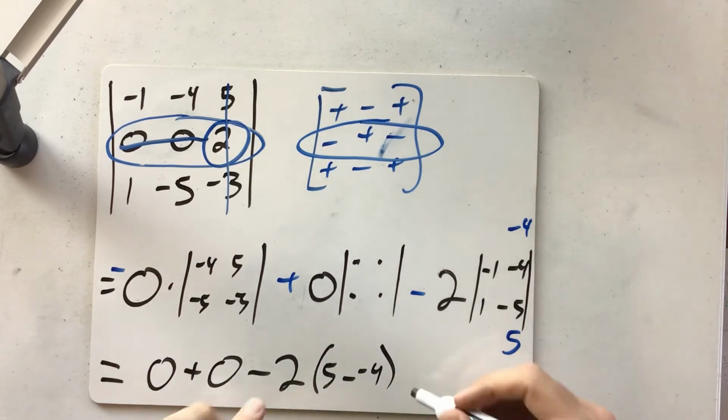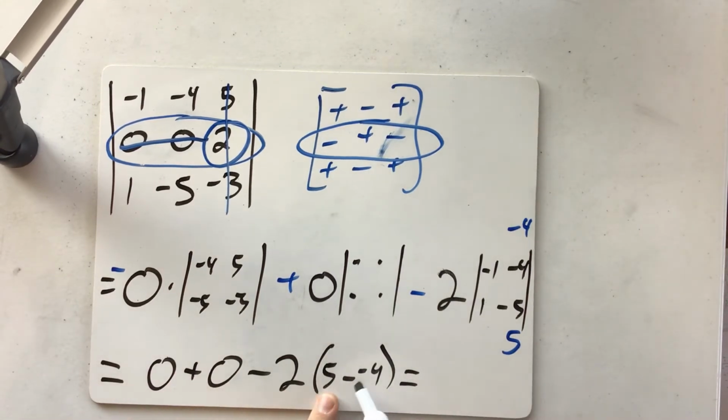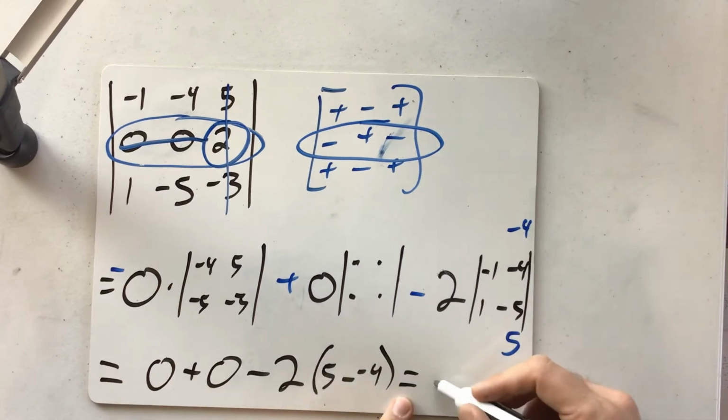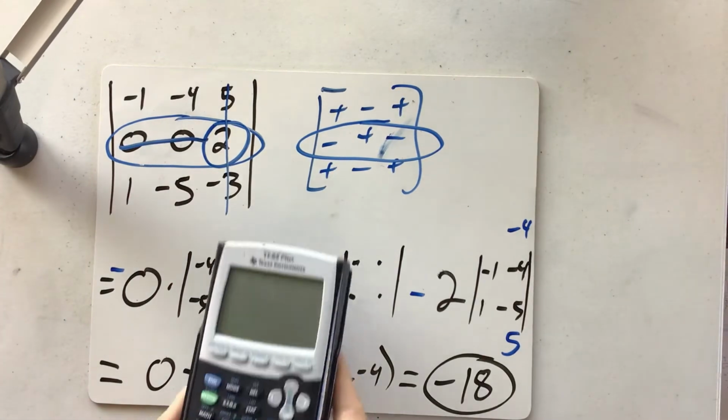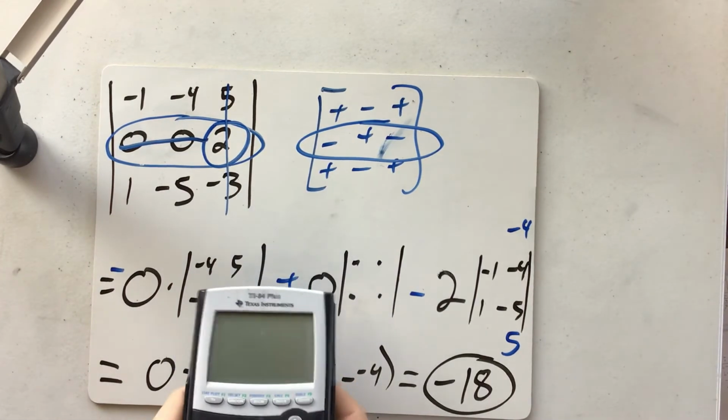So what did this come out to be? 5 minus negative 4 is positive 9, so it looks like negative 18 is what we get for our answer. And by the way, in case you're curious, you may have already figured this out. Your calculator can do this. So let's do it on our calculator real quick, and we'll see.